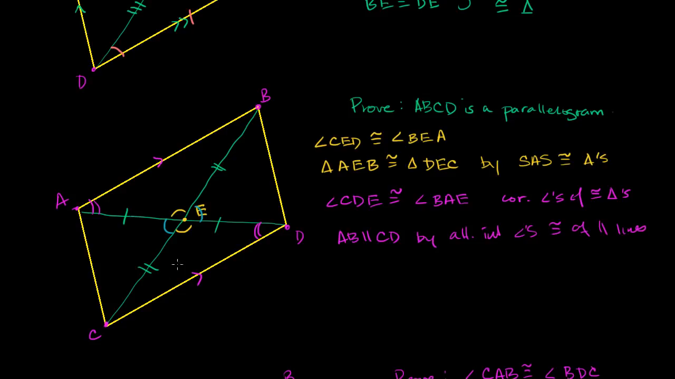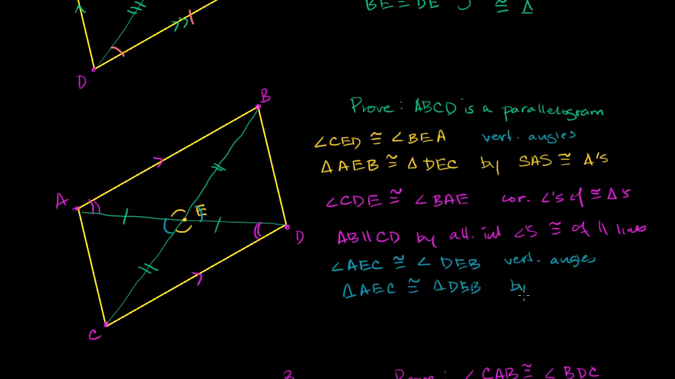Actually, let me write it out. So we know that angle AEC is congruent to angle DEB. They are vertical angles. And that was our reason up here as well. And then we see that triangle AEC must be congruent to triangle DEB by side angle side, by SAS congruency.